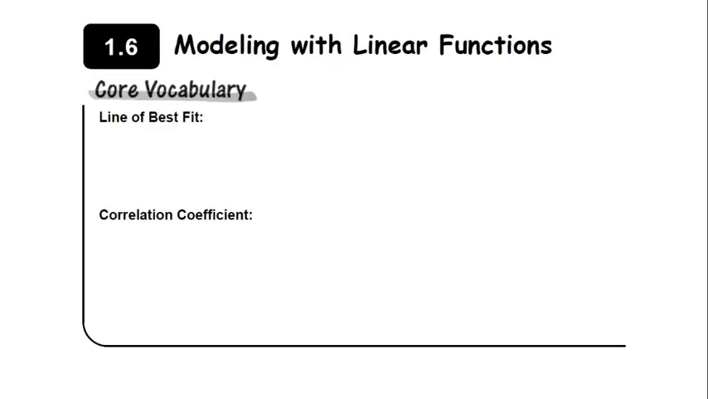A line of best fit is a line that lies as close as possible to all the data points in a scatter plot. So here we go. It's a line that lies as close as possible to all points on a scatter plot.